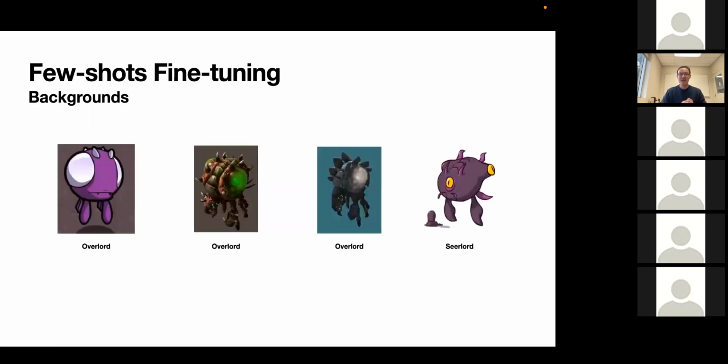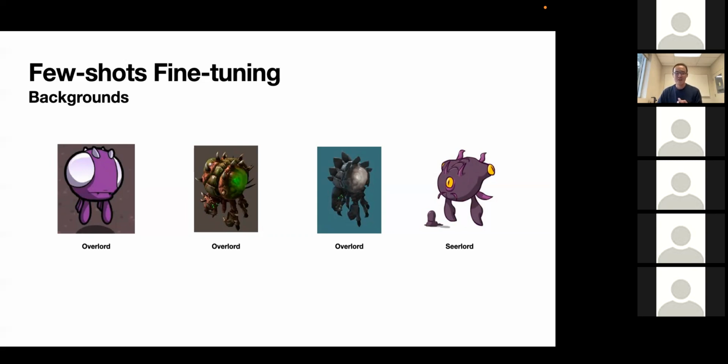You can see the first one is an overlord, the second one is an overlord, and the third one is also an overlord. But the fourth one is somehow strange. It seems like an overlord, but it is not. It is called a seer lord. It has some differences from the images of the overlord. So I just used one image to train you, so that you can judge whether these pictures are overlords based on just one picture. This is called one-shot training.